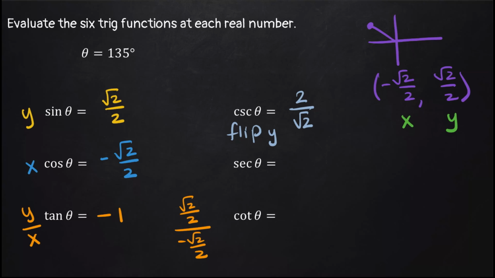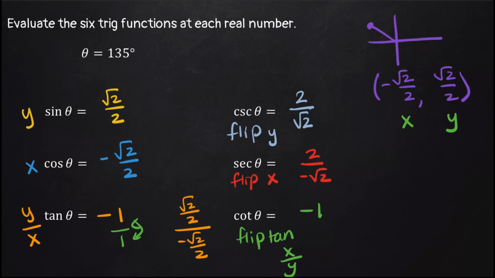For secant, you are going to flip the x coordinate, because that's cosine, and secant is the reciprocal of cosine. So I'm going to have 2 over negative root 2. And for cotangent, I'm going to flip my tangent, which is the same thing as just understanding that that is now x over y. So if I have negative 1 over 1, if I flip that, it still simplifies and stays as negative 1.